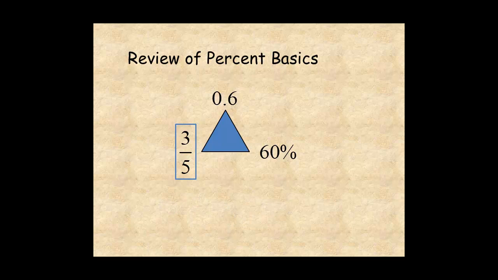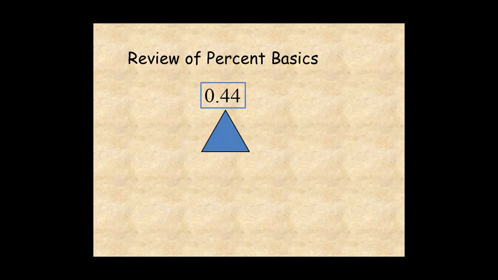There's a shortcut for this. Just move the decimal point, making the number larger by 2 decimal places, and add the percent symbol. If you start with a decimal like 0.44, move the decimal point, making the number larger by 2 decimal places, and add the percent symbol. So 0.44 is equivalent to 44%.